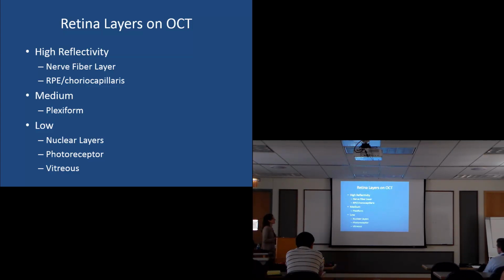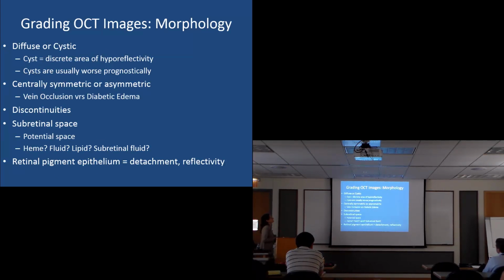So these layers have high reflectivity, these have medium reflectivity, and these have low reflectivity. And then this is what we were talking about, to try to look at the morphology of the retina. When you're describing it in clinical terms, you want to say, is it high reflectivity or low reflectivity, and then add, are there diffuse changes of swelling or cystic changes? Are the changes symmetrical or asymmetrical? That could give you an idea of the diagnosis.